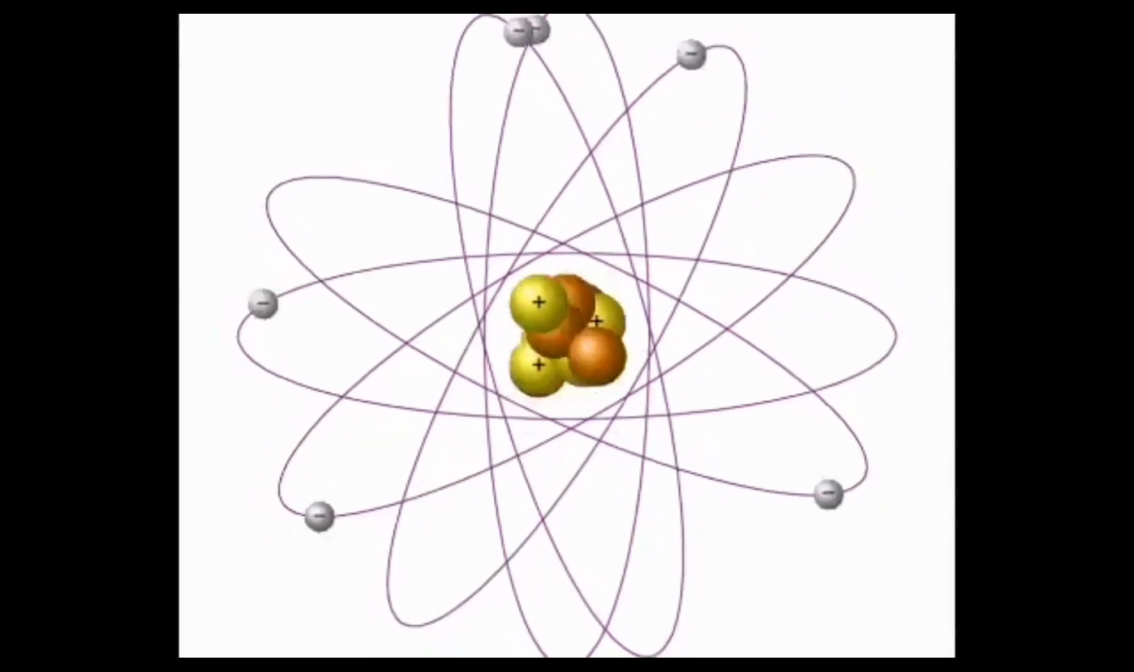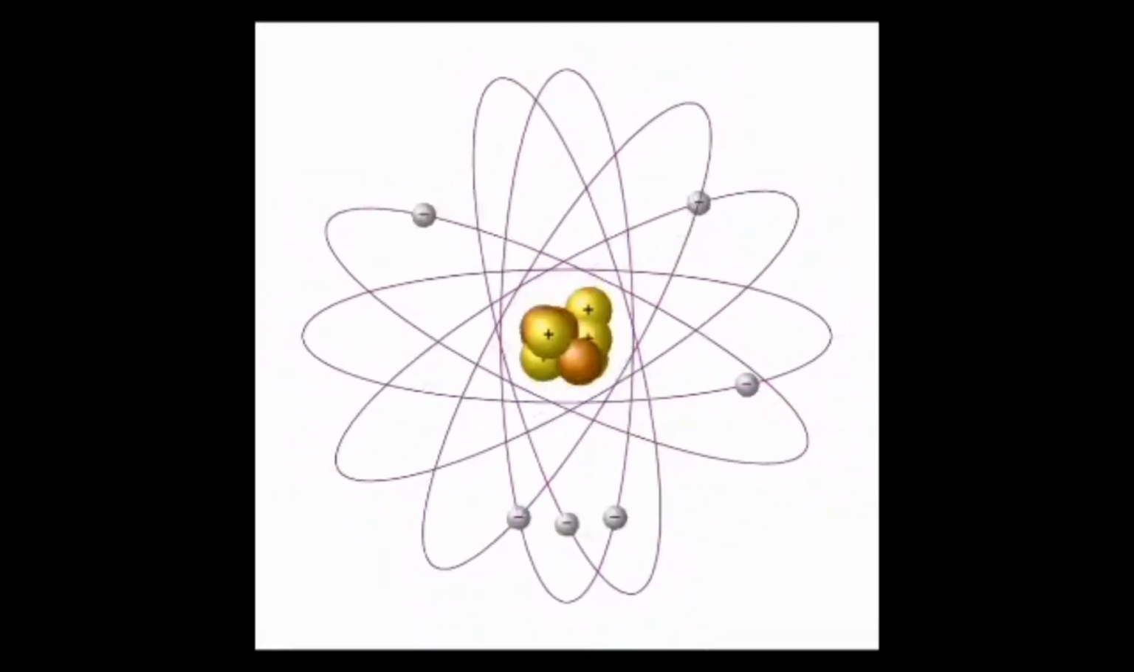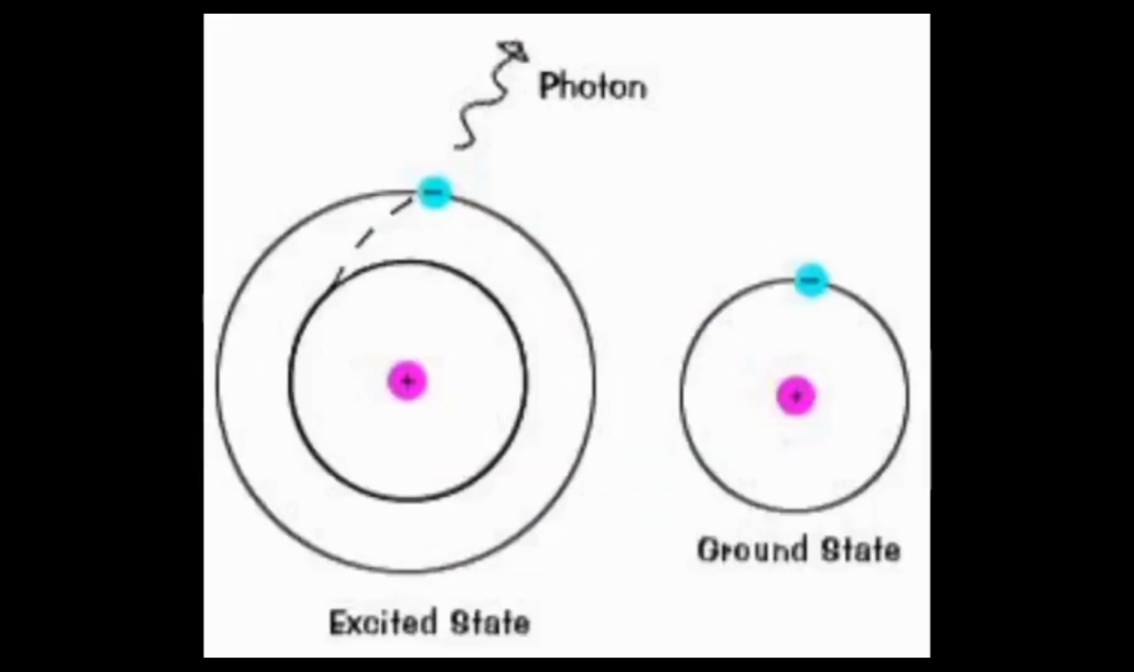Bohr also proposed that the orbit closer to the nucleus has the minimum amount of energy, compared to the outermost shell, which has the maximum amount of energy. If you look at the image, when electrons are in an excited state, they jump between orbitals. The electron takes on the energy of the orbital that it is in.